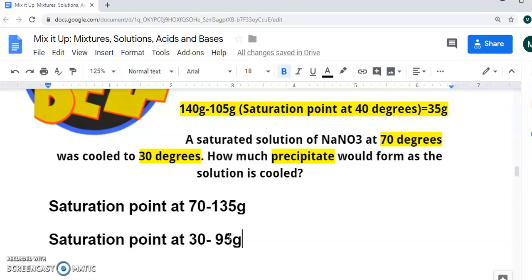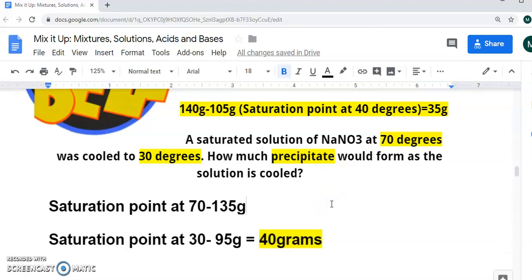To find out how much would be left, now we can subtract. So 135 minus 95 will give us 40 grams. This is our answer. We know now that if I were to cool a solution of NaNO3 from 70 to 30, 40 grams would settle out into the bottom.